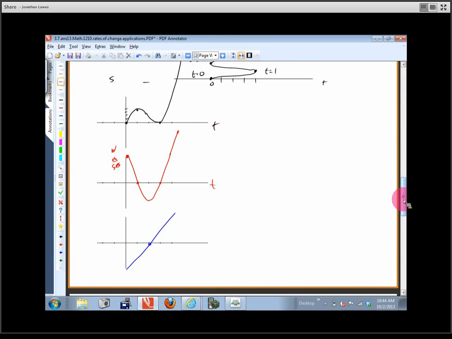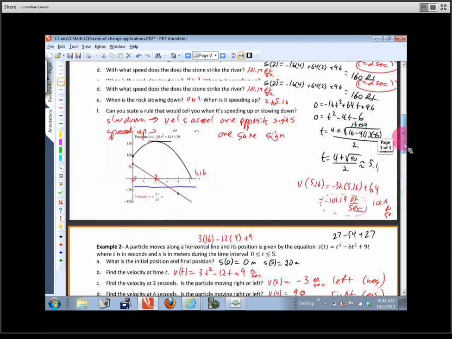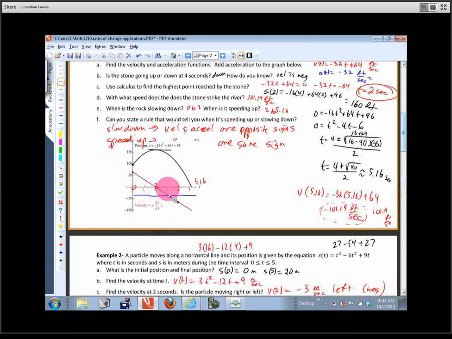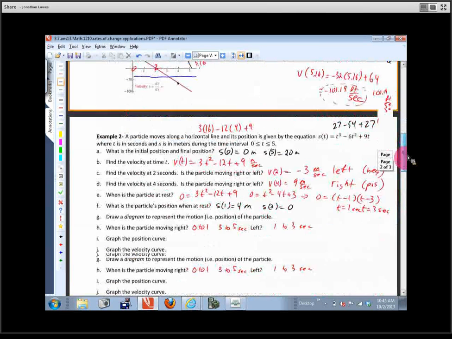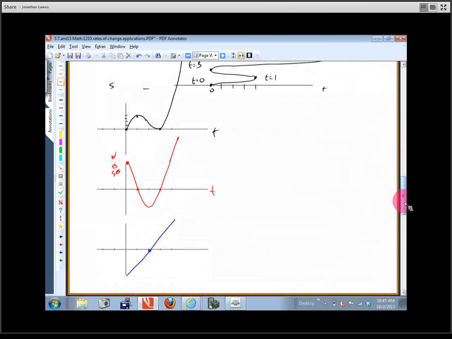Okay, now what we've got here is a diagram very similar to this one right here, except it's separated. Here's position, here's velocity, here's acceleration. Okay, and what is the last question on that list? When is it speeding up, and when is it slowing down? So let's stop and think about that for just a second.